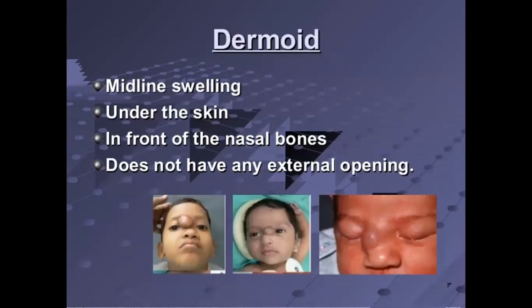So these are gliomas. Now dermoid. Dermoids are skin swellings. They are midline swellings under the skin, in front of the nasal bone. It does not have any external opening. When an opening is there, we call it sinus. When an opening is not there, it is simply dermoid.